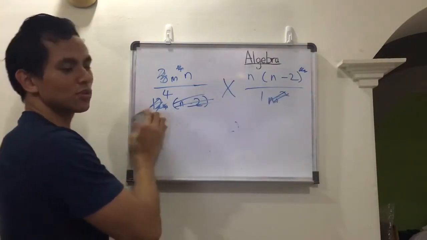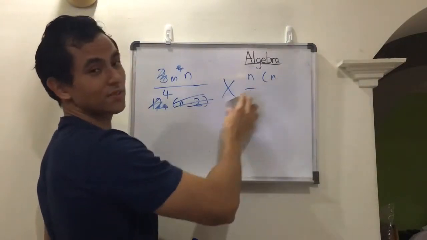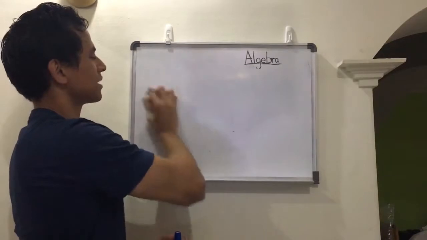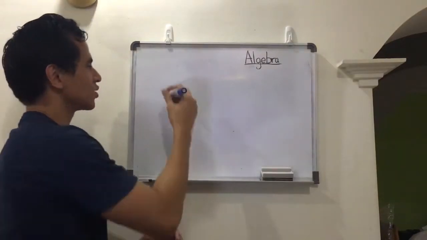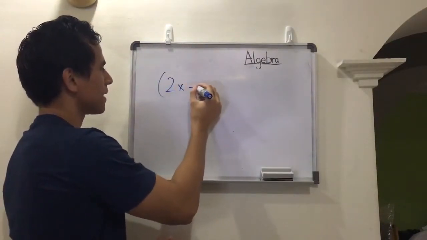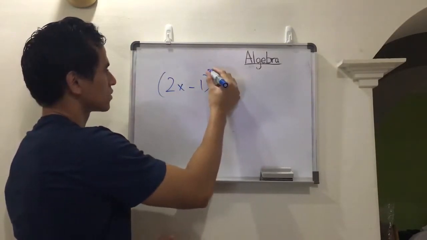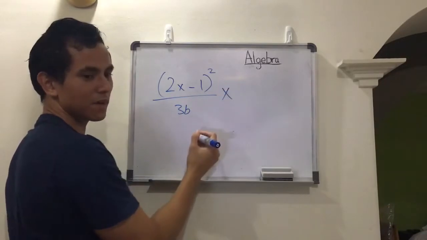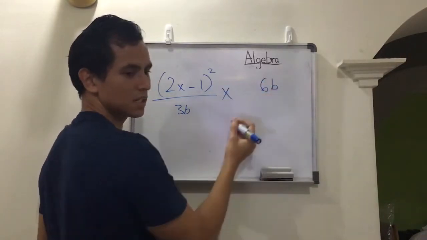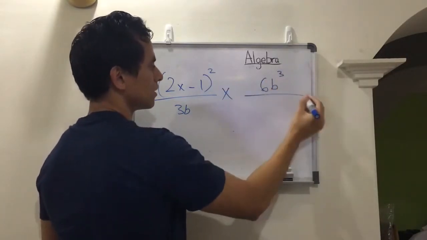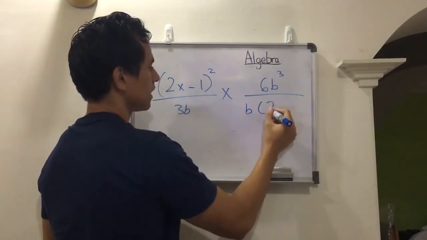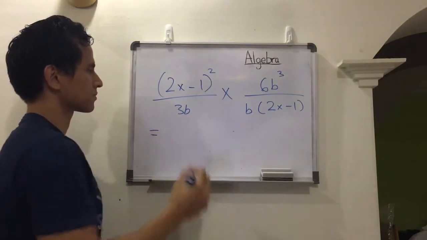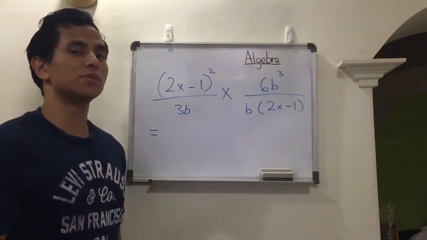Okay, so let me move on to the last example. Hope you're still following along well. So, alright, last example coming up. So we have 2x minus 1 square over 3b, multiplied by 6b cubed over b and 2x minus 1. So now what do we do?